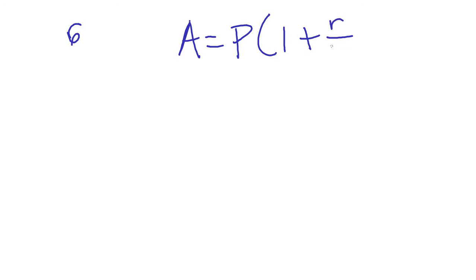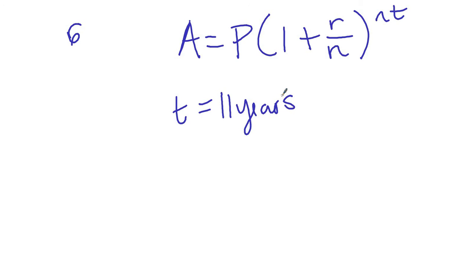Okay, on number 6, so they're telling us to use the compound interest formula. A is equal to my principal times 1 plus my rate over the number of times, the n, times t. So what we know is that we need to find the amount of money in the account after 11 years. So that is my time, 11 years. And then 13,000 is my initial deposit. So that is my principal, right? So that is how much originally we start out in the account.